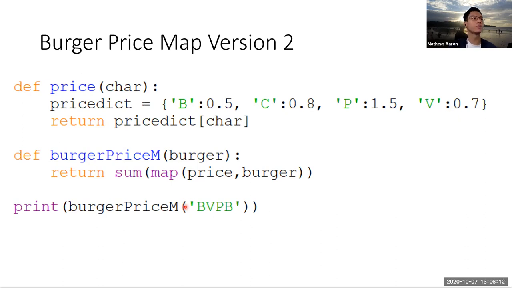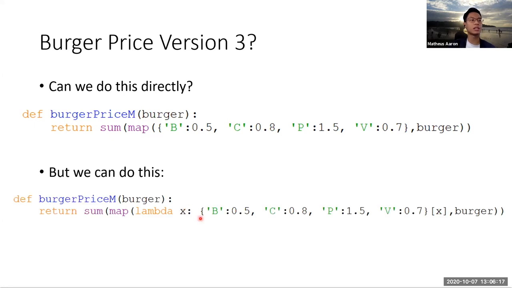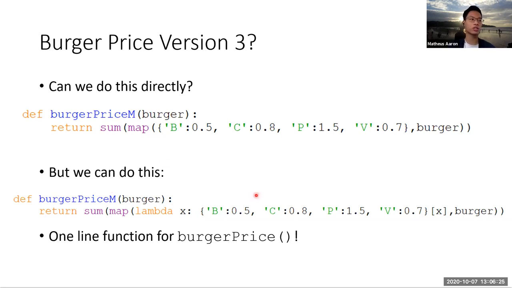The answer is no. You can actually do it this way. You can, in fact, just insert the dictionary, insert the function as a lambda inside the burger price M. So it produces just a one-line function for burger price. Indeed, sometimes combining things together looks more elegant and more intuitive, but at a certain point, it can actually be a disaster.